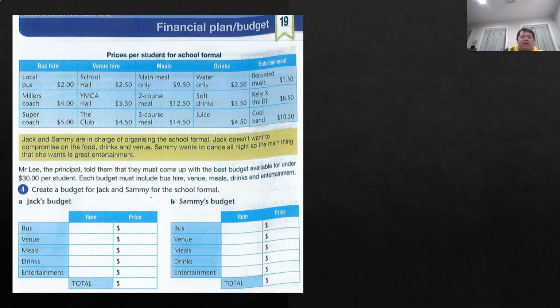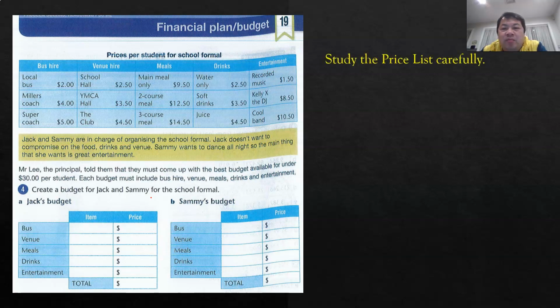The next part is about financial planning, which I think is quite fun to know. If you are given a situational question to plan for a school formal, unfortunately, we are not going to have a school formal for you in Year 6. But let's have some fun coming up with this. Imagine you are Jack or Sammy. You are supposed to come up with a budget involving bus, venue, meals, drinks, and entertainment.